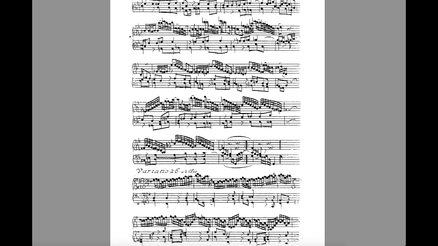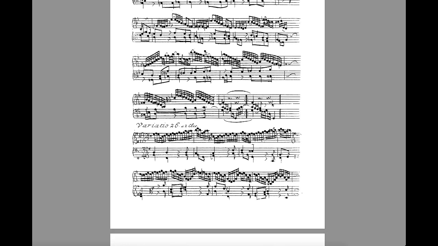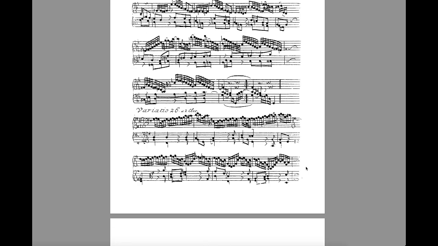The end of variation 25, no fermata. No fermata there. He forgot his squiggly line. That's funny though. But it is significant that there is no fermata between 25 and 26. Now we're in variation 26.